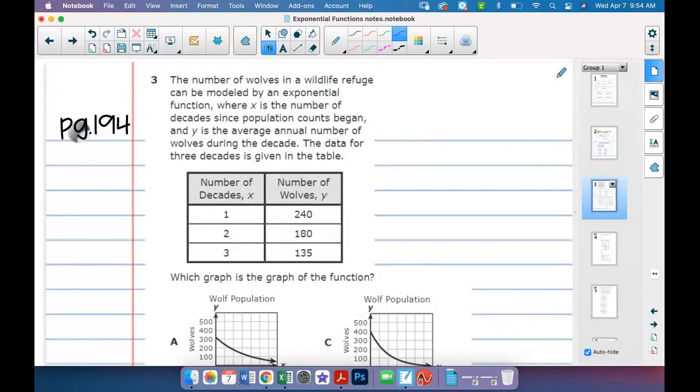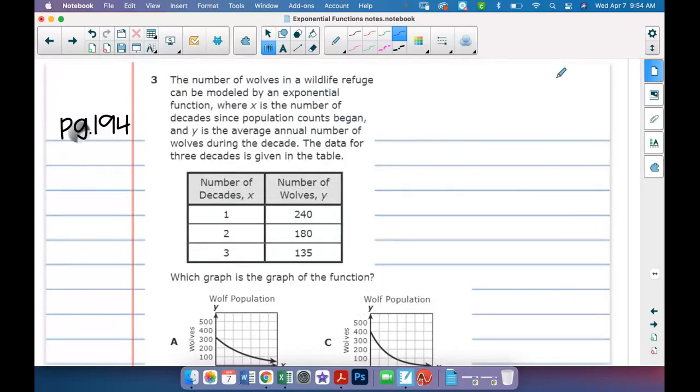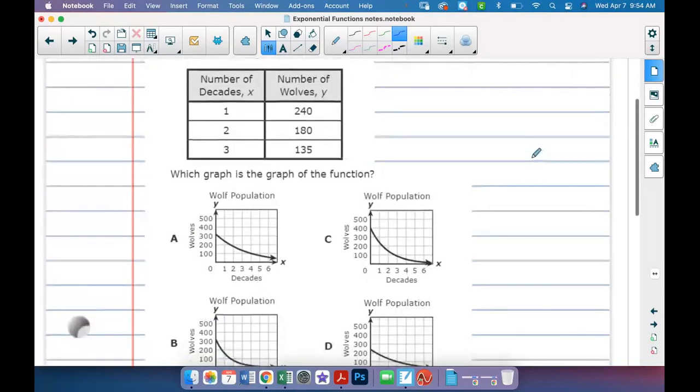Okay, so the next page here says on number 3, the number of wolves in a wildlife refuge can be modeled by an exponential function, where X is the number of decades since population counts began, and Y is the average annual number of wolves during the decade. The data for the 3 decades is given in the table. Which graph is the graph of the function?